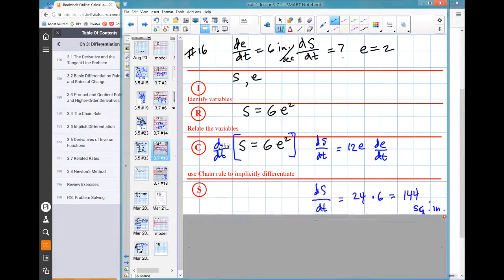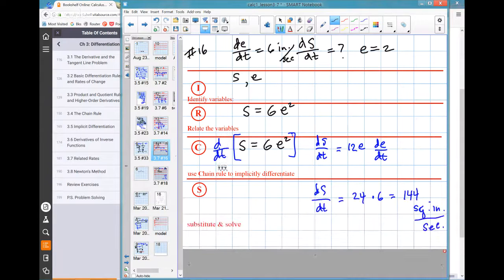So now let's just substitute and solve. And we should be in pretty good shape. So dS/dt, well, that's what we're supposed to find. E is 2, so I can plug in 12 times 2 is 24. And dE/dt was given to be 6. So all we got is a little multiplication here, 144 square inches a second.